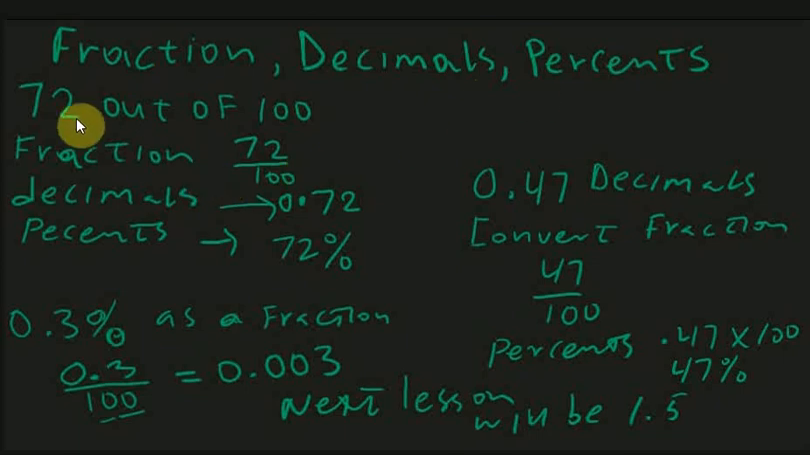So as a fraction, 72 over 100. This is the type of the fraction. So you have 72 out of that 100. The 72 goes in the numerator, and 100 goes in the denominator. So now you have the fraction.